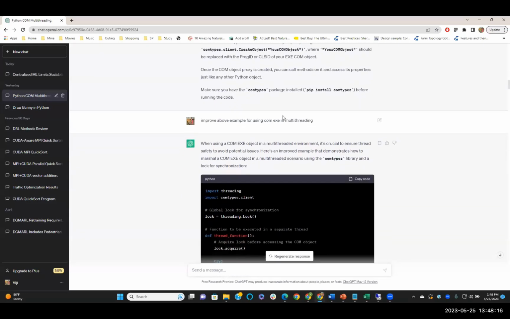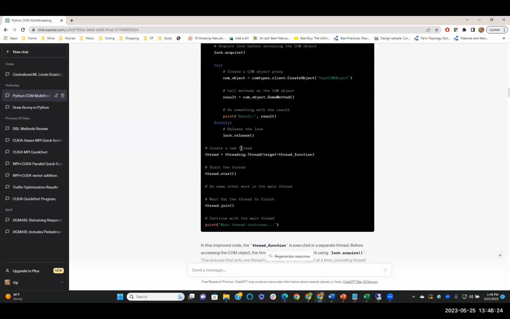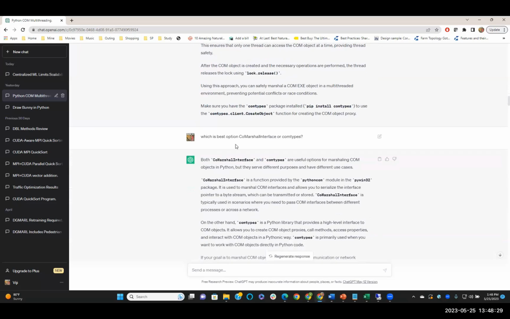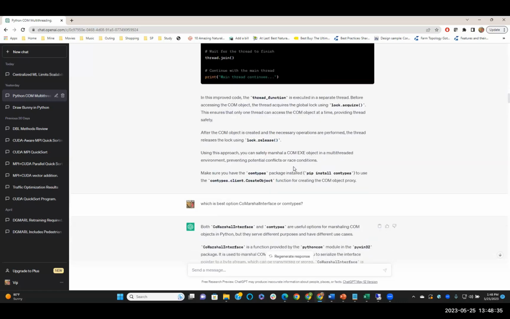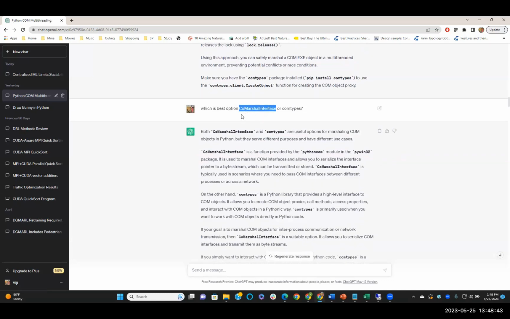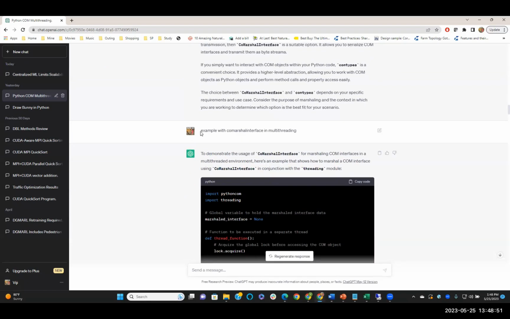Simply marshal the object. Then I asked how to use the marshaled object in multi-threading. Then ChatGPT gave me options on how to use marshalling with multi-threading. But again it gave me the simple threading, while CoMarshalling is the one we have to specifically use. Then I asked specifically what the best option is, whether CoMarshal or simple COM type. Then it gave me the explanation.